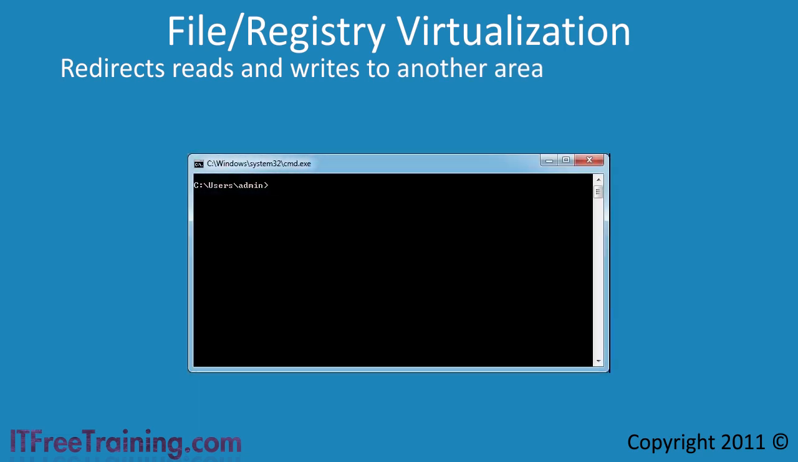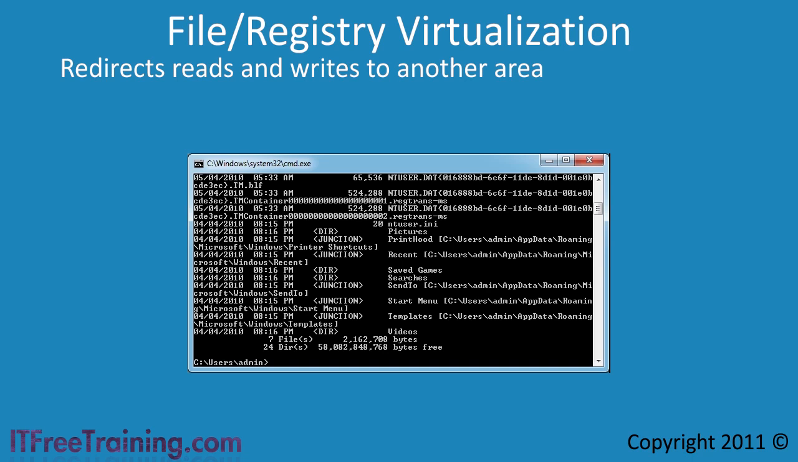If I open a command prompt, I will be opened to my user profile directory, in this case, admin. If I now perform a dir with the /a switch, this will show files that would normally be hidden. You can see a number of directories called junctions. In this case, these directories do not physically exist anymore and have been moved.